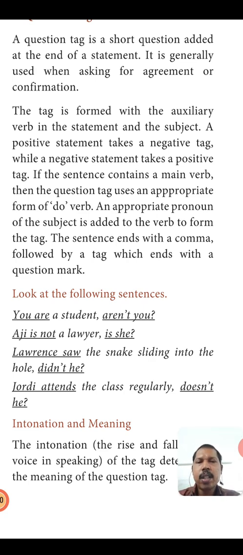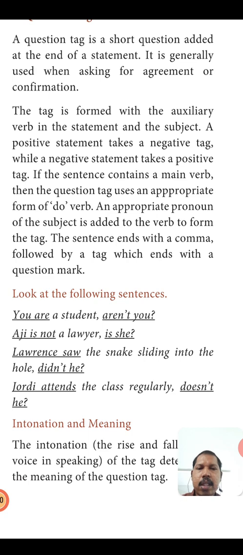So for the word writes, we have to split into does plus write. If only the word write is given, then we have to split into do plus write. Suppose the word is wrote, simple past, then we have to split into did plus write. An appropriate pronoun of the subject is added to the verb to form the tag. So appropriate pronoun, in the sense, we can use I, we, you, he, she, it, they. So these 7 personal pronouns can be used.